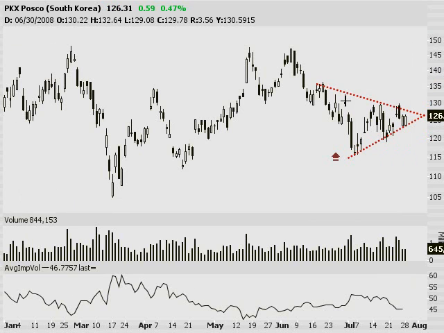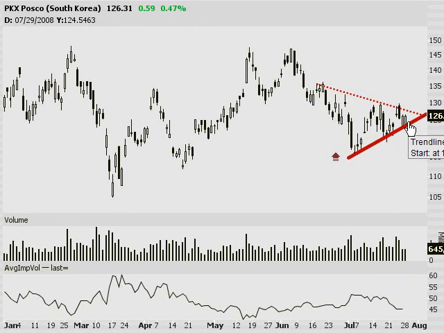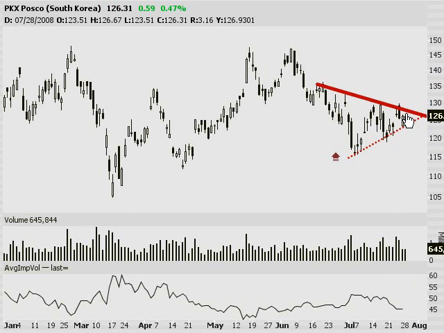Next, we're going to look at PKX, which is old POSCO. You'll see here a nice little triangle shape forming. And we're right in the middle between support and resistance, so based on this particular price action, I'm going to wait for the break, whether it be up or down, and then establish my position accordingly.